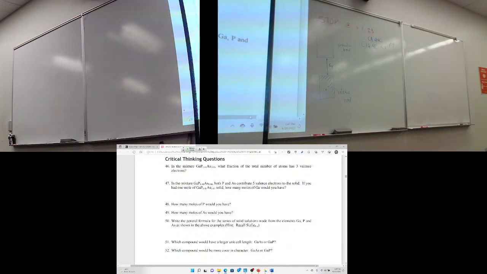So the more nitrogen you mix in, the more... So between phosphorus and arsenic, the more phosphorus you have, since phosphorus is smaller, the bigger the band gap. The more arsenic, the smaller. So a larger band gap is a stronger bond and a shorter bond. Yes, exactly. I mean, we're talking many, many bonds, so you have to look at all of them.